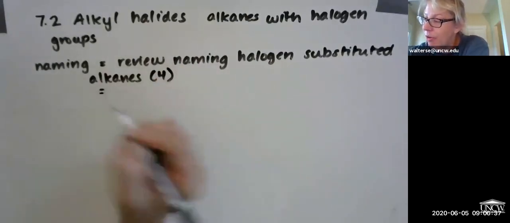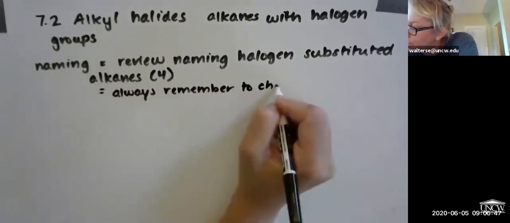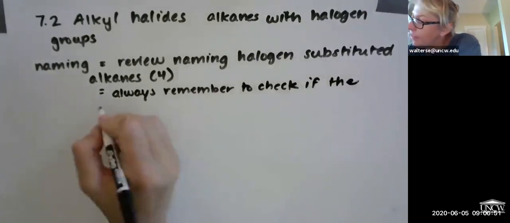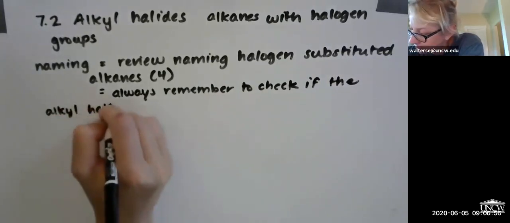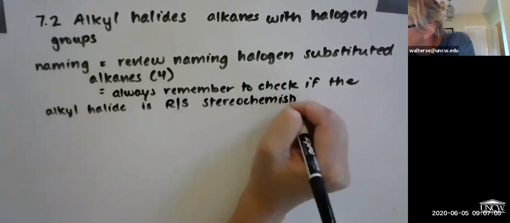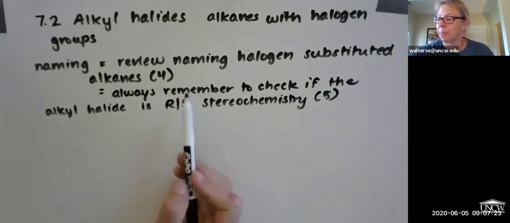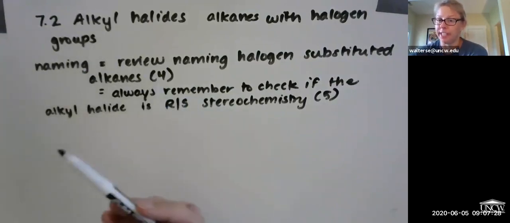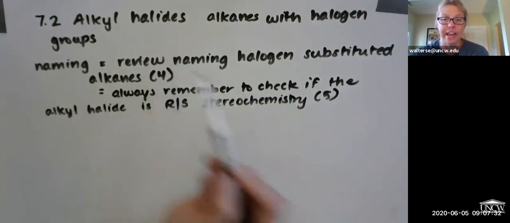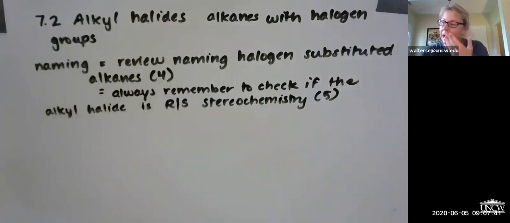And when you're naming, now you have to always remember to check if the alkyl halide is R or S stereochemistry, which is chapter 5. So one of the things with moving along in Chem 211 is that even though Monday's exam is going to be 3, 5, and 6, as we move into alkyl halides and stuff for exam 3, you're going to have to use that same exam 2 information, naming and stereochemistry, in order to do well on exam 3. So you can't really leave exam 2 behind. You're going to have to carry it through for the rest of the semester.